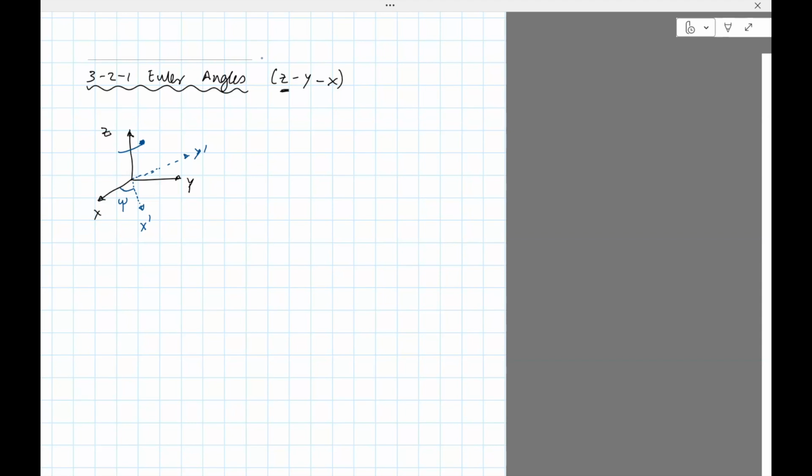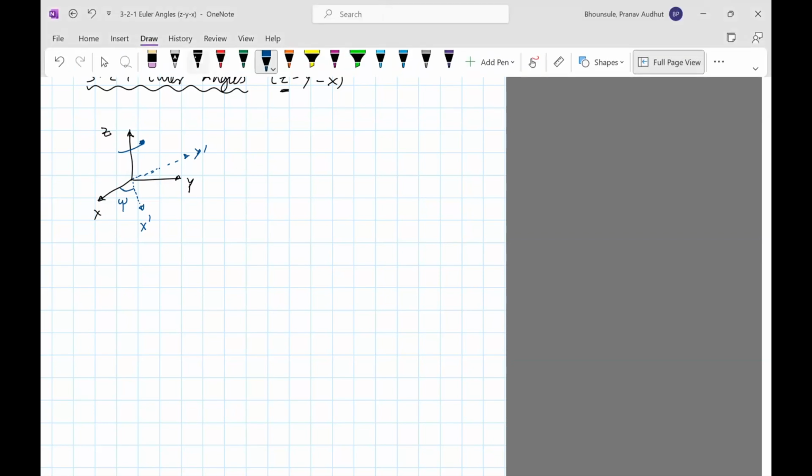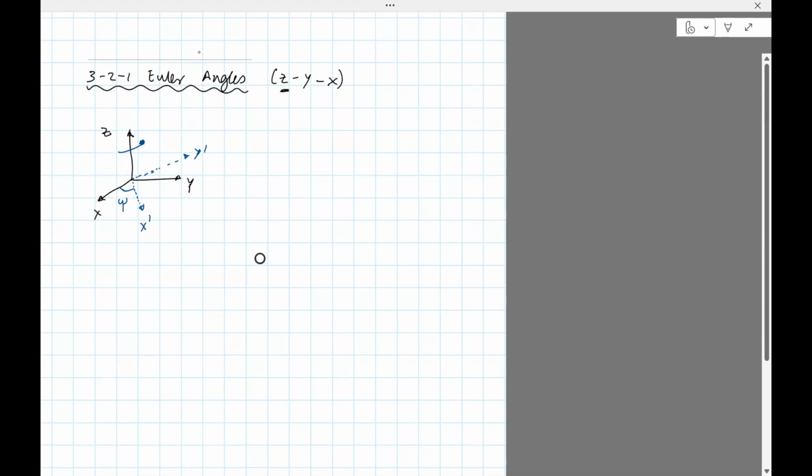Okay, so see that z is remaining unaffected. That's always a property of the way the rotations are. You rotate about z-axis, that axis will remain unaffected. Now, next what we'll do is a rotation about the new y-axis. So I'll need to redraw this figure with the new y-axis, y prime, new x-axis, x prime, and the z is unaffected.